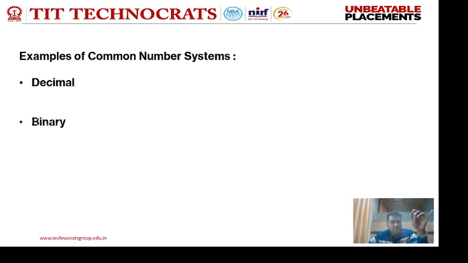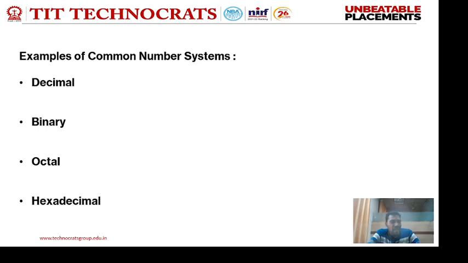The next one is the binary number system. Its total number of digits is 2: 0 and 1. The binary number system is used in computers and integrated circuit chips, generally in computing programs. The next one is the octal number system. In the octal number system the total number of digits is 8, from 0 to 7. This is called the octal number system.